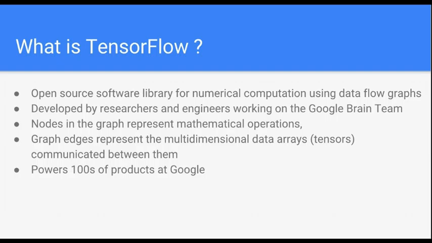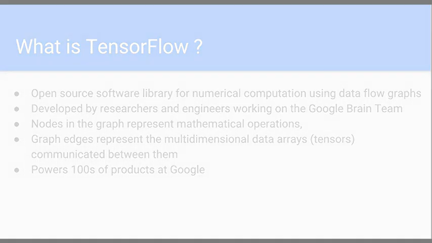The nodes in the graph represent mathematical operations. Similarly, the graph edges represent the tensors, also called n-dimensional or multi-dimensional data arrays, which communicate between these nodes. It covers hundreds of products at Google.